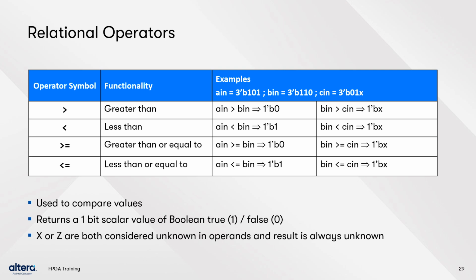Relational operators are used to compare operands. They return a single value. Here are the relational operators supported by Verilog HDL: greater than, less than, greater than or equal to, and less than or equal to. The result is either true or false, represented by 1 or 0. If either operand contains a z or an x, the result will be unknown.